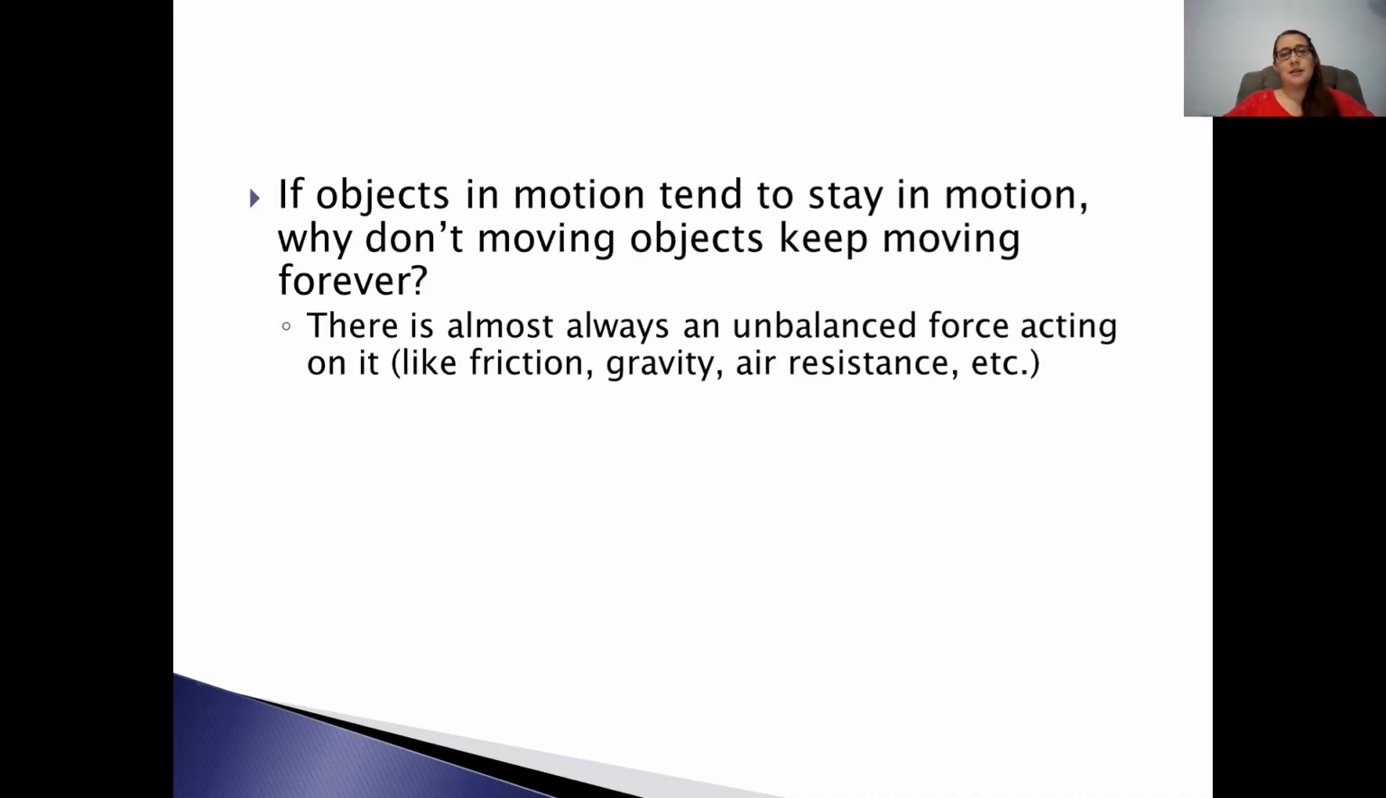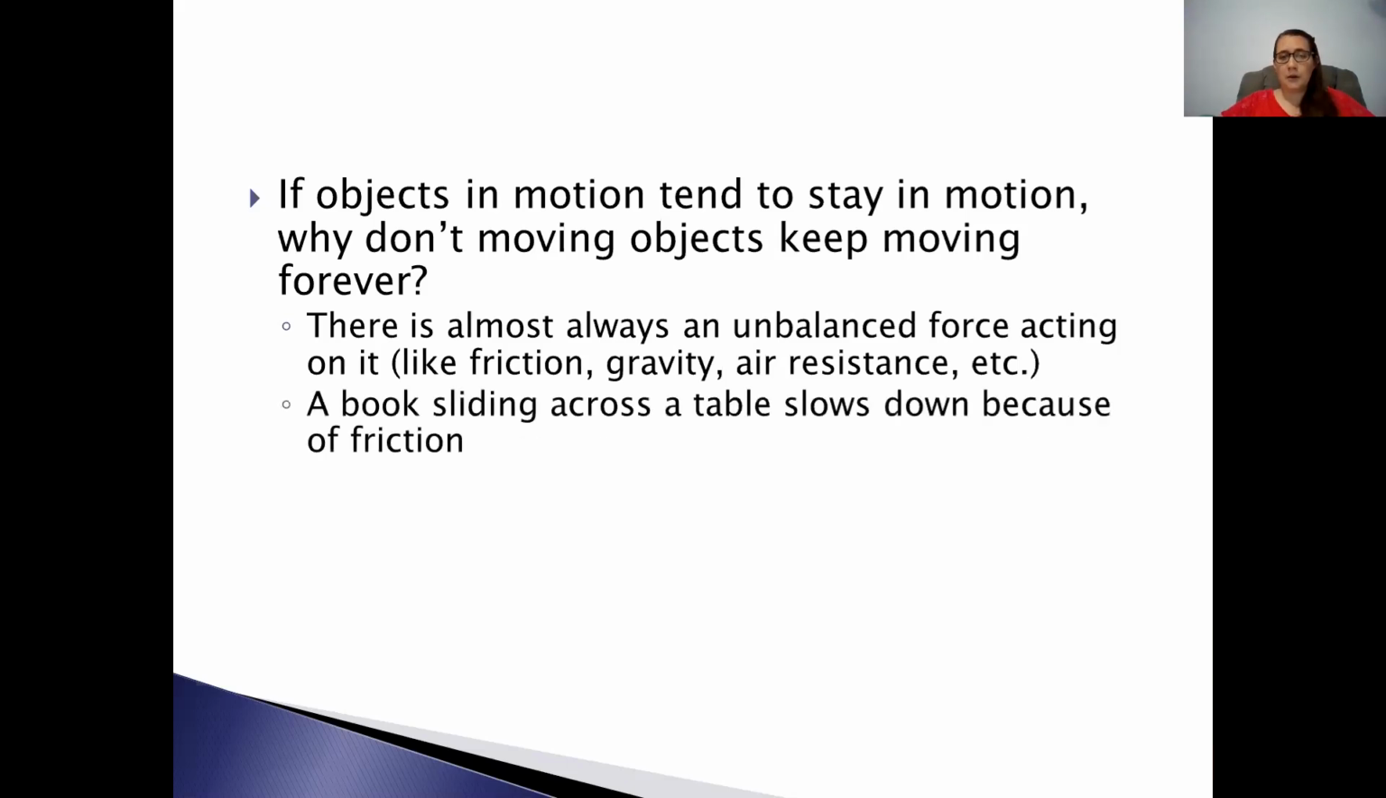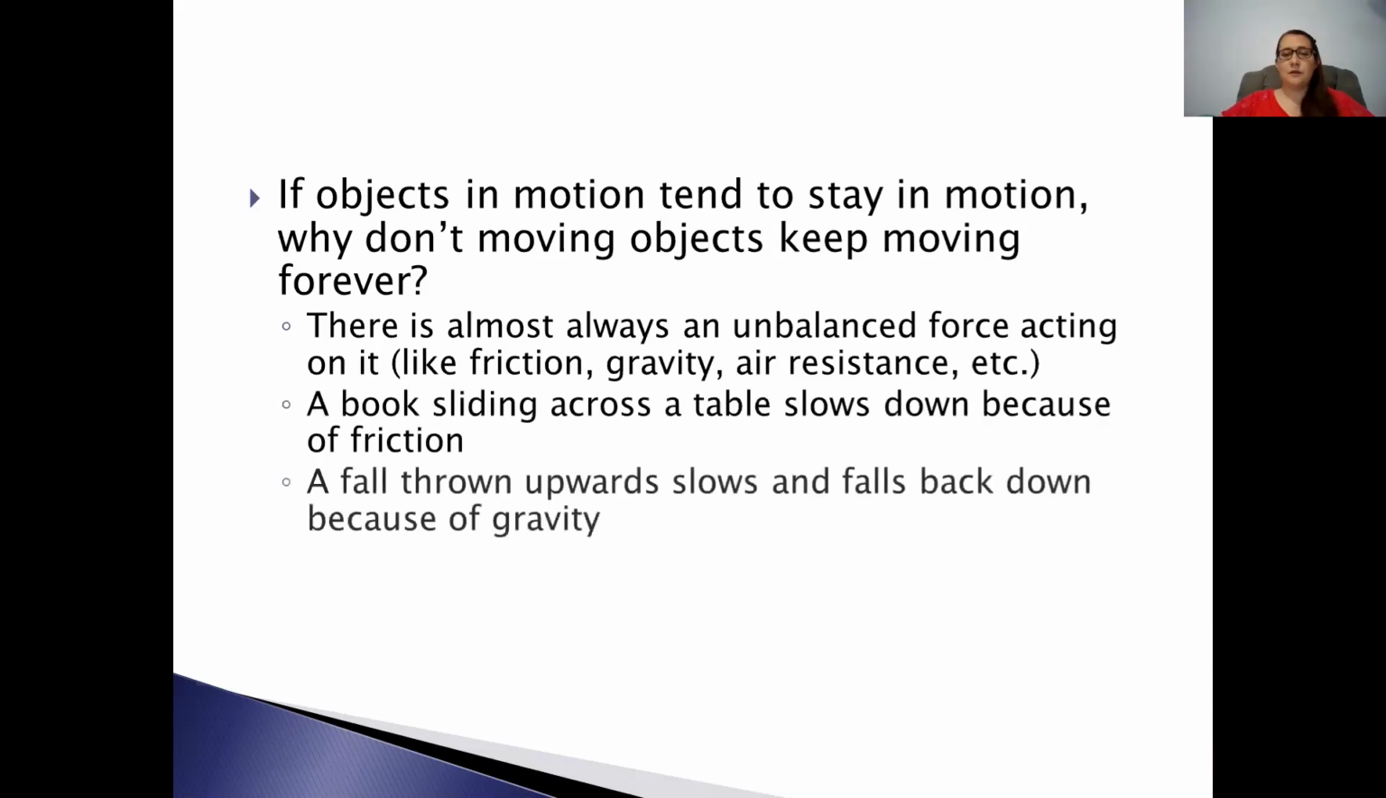Air resistance can be another unbalanced force that usually we do not consider in problems, just because it makes the math a lot more complicated. But there might be times where you do have to consider air resistance, and that would be an unbalanced force. So a book sliding across a table slows down because of friction. Sorry, that should say a ball thrown upwards slows down and falls back down because of gravity.